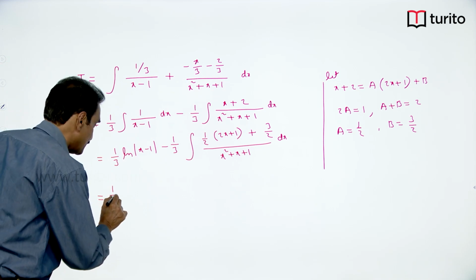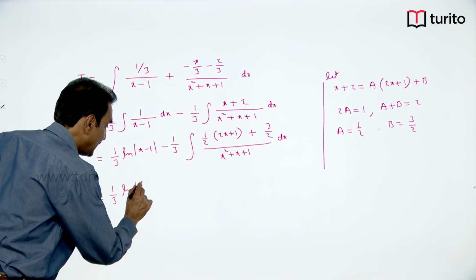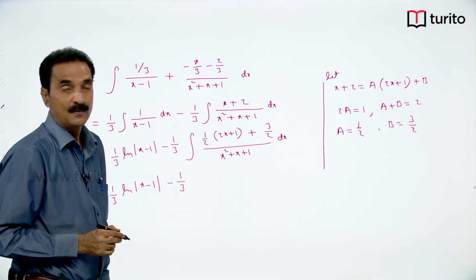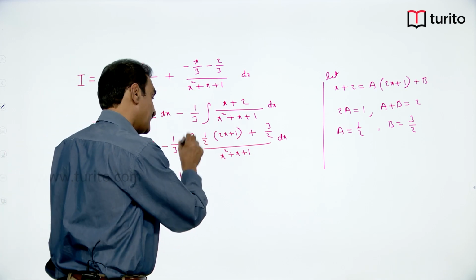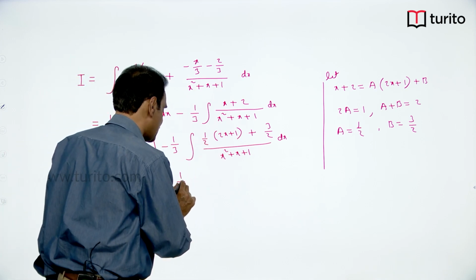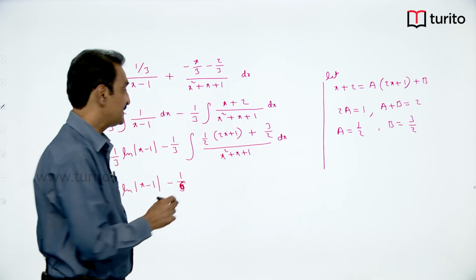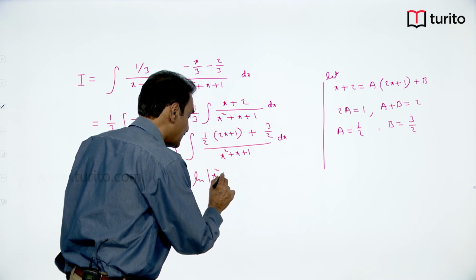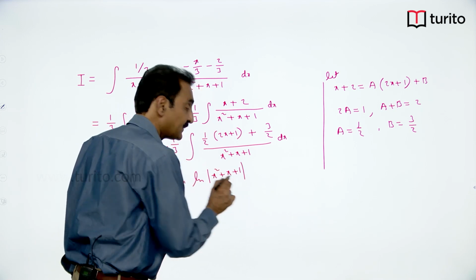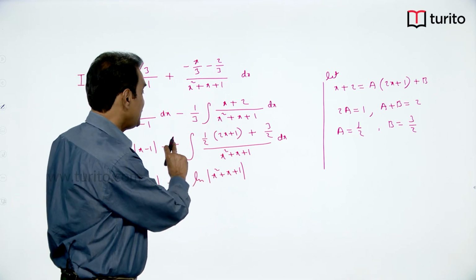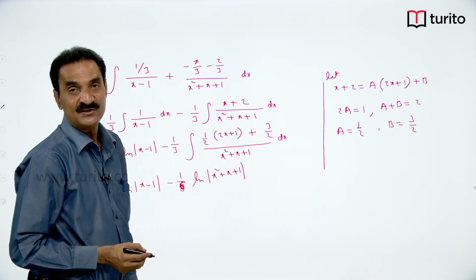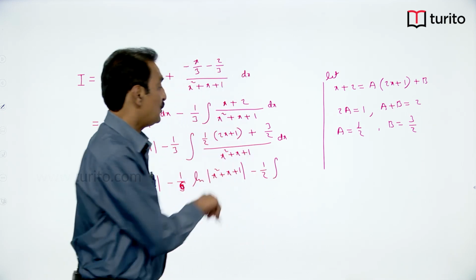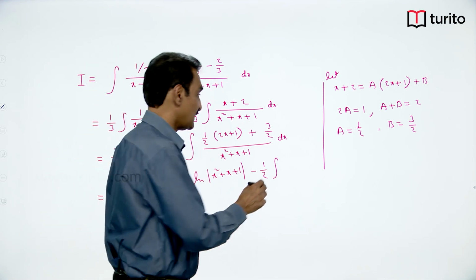1 by 3 into log mod x minus 1 minus 1 by 3 into, again 1 by 2 is also there. So, 1 by 6 into f dash x by fx is log mod x square plus x plus 1. Okay. Next, minus 1 by 3 into 3 by 2 is minus 1 by 2 integral 1 by x square plus x plus 1.